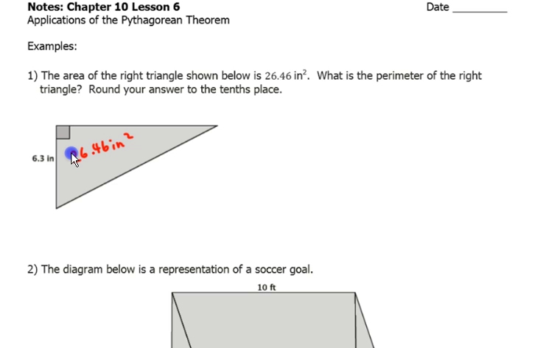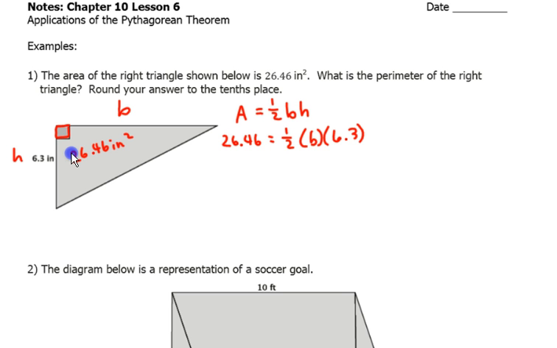So I'm going to start with the area information. The area of a triangle is 1/2 base times height. The base and the height make the right angle. I'm going to call this the height, and I'm going to call this the base. Here's the right angle. Those two sides make it. I know the area is 26.46, and I don't know what B is, but I do know H is 6.3.